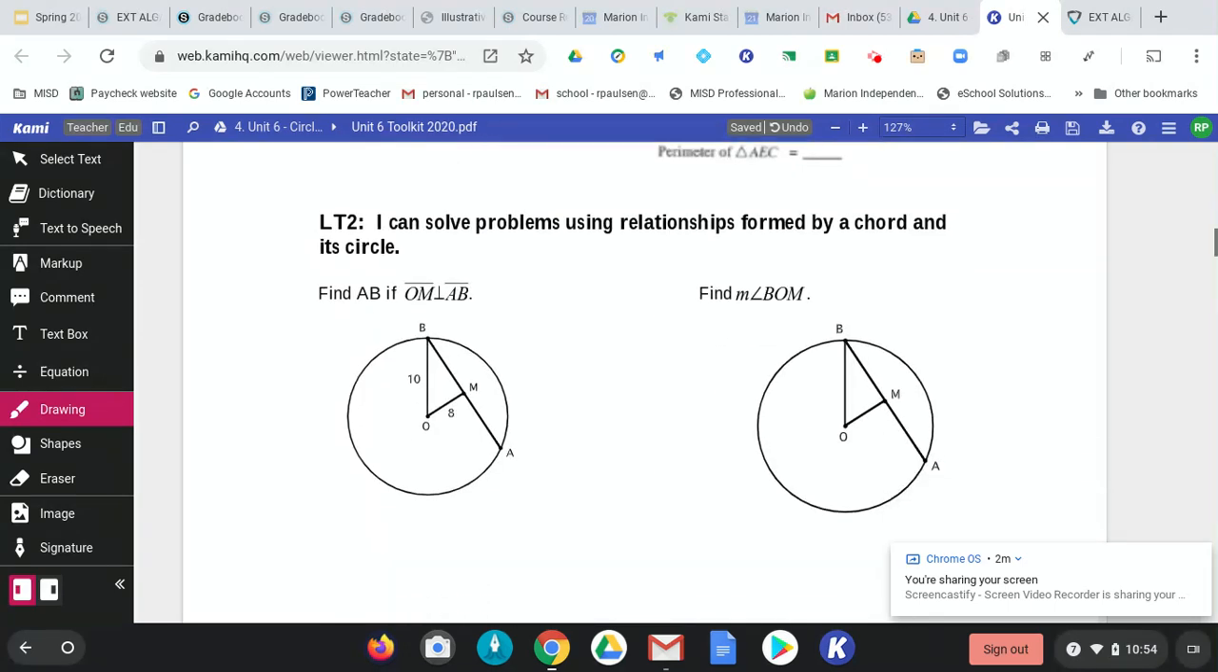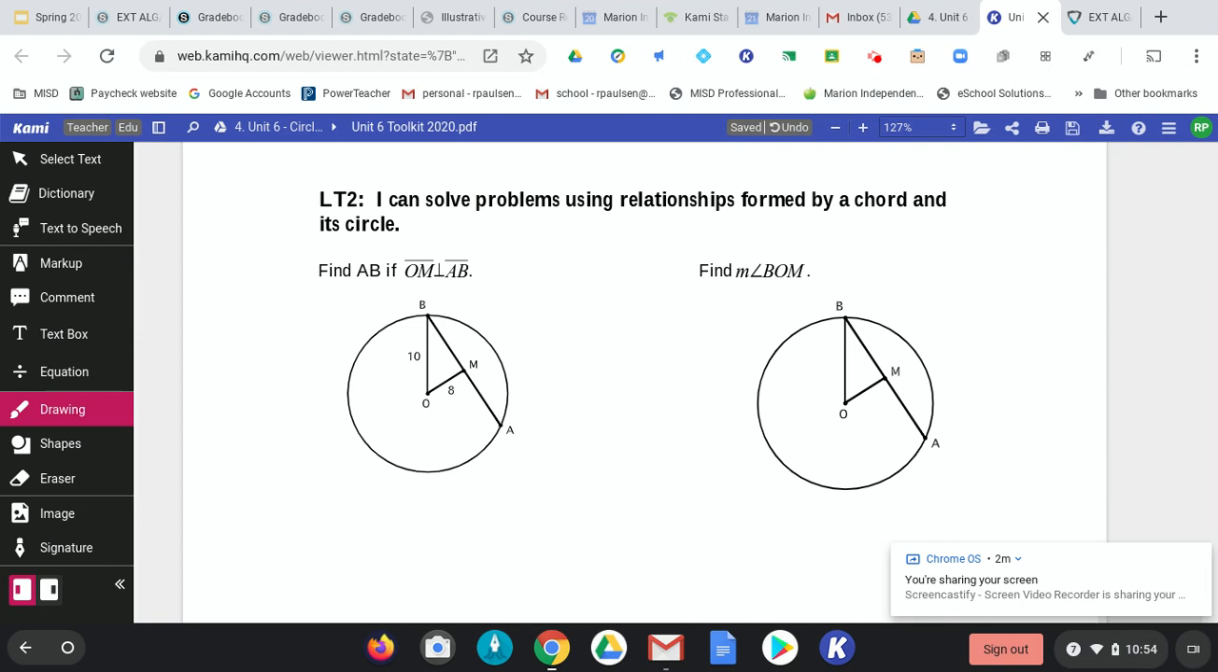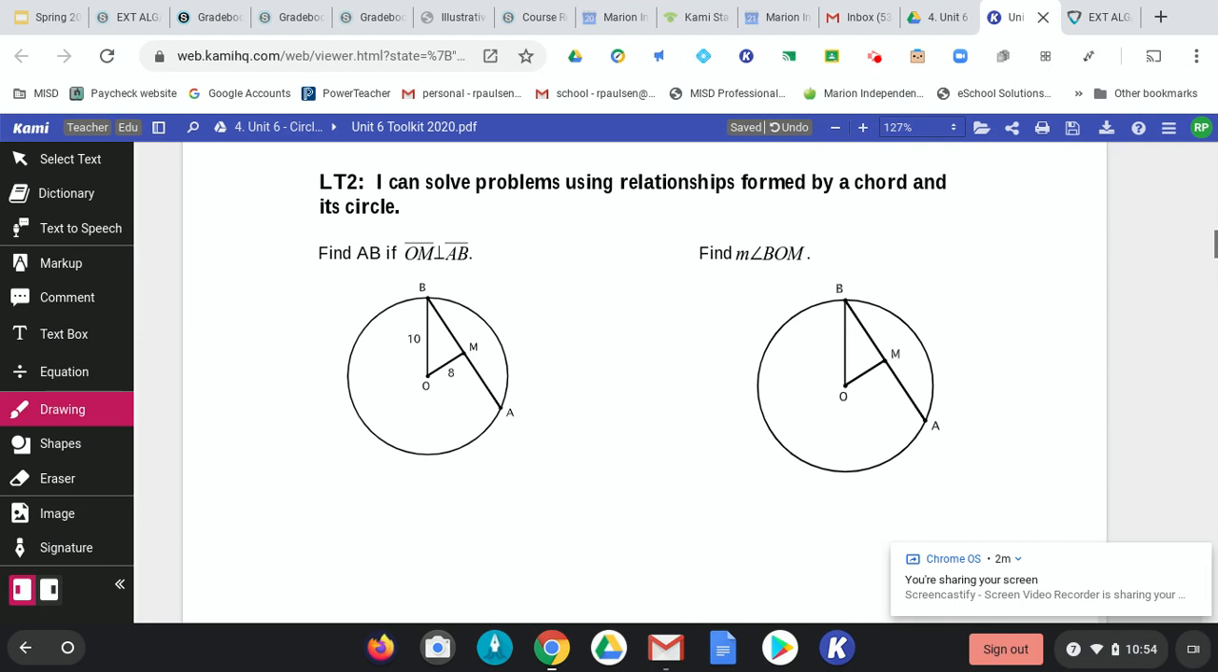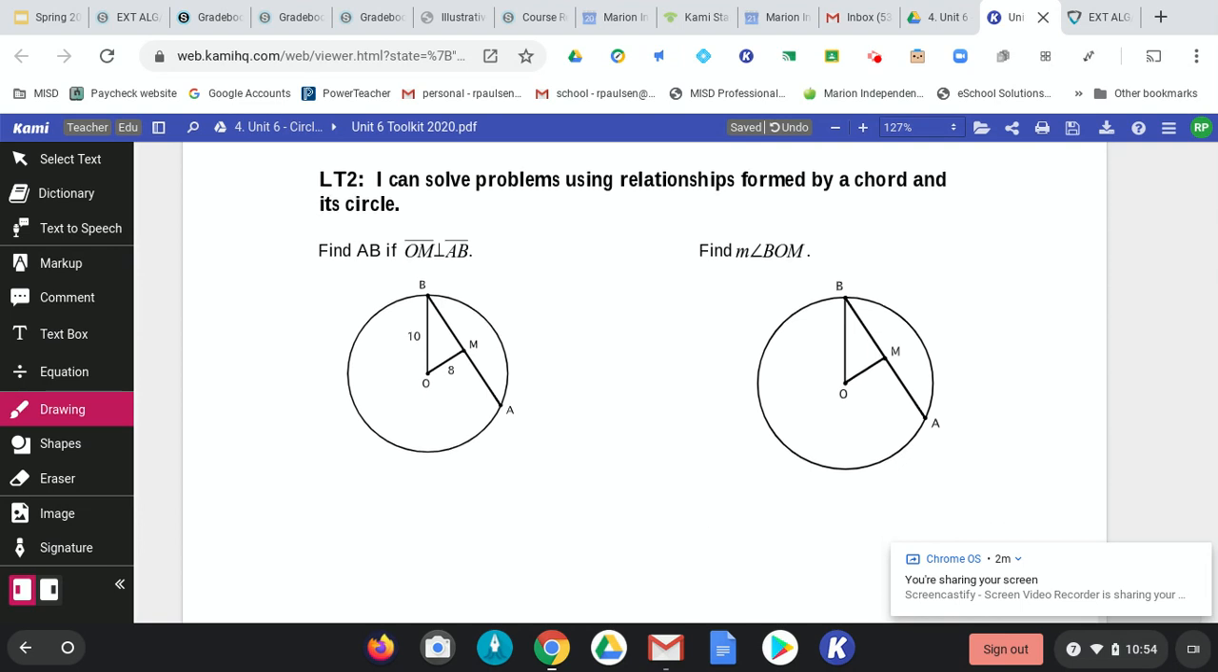Okay, if you go to Learning Target 2, this one is about chords, which was part of your discussion, I believe, on Monday when we talked about that. A chord, if we talk about its definition, is a segment that has endpoints on the circle. Okay, that's the little symbol for circle, the little O with the dot in the center, and you'll see us use that quite a bit.